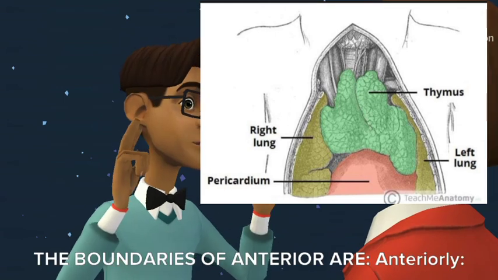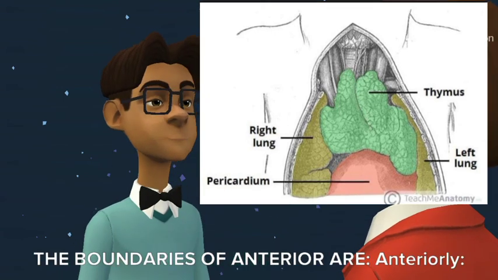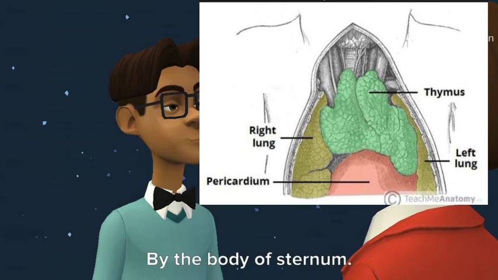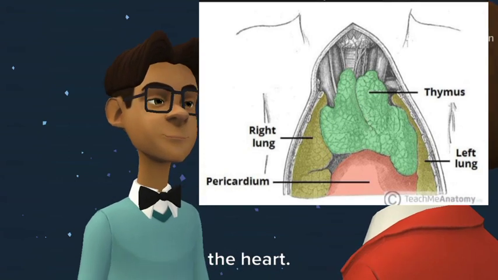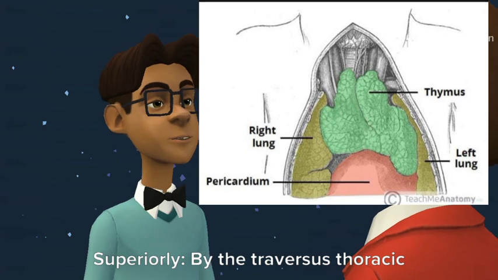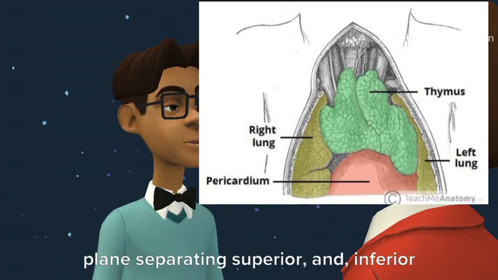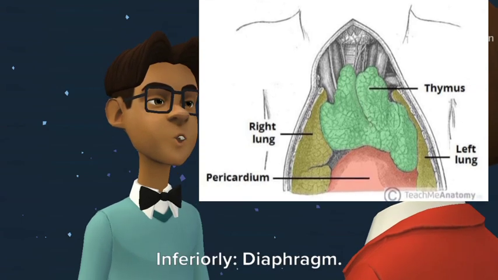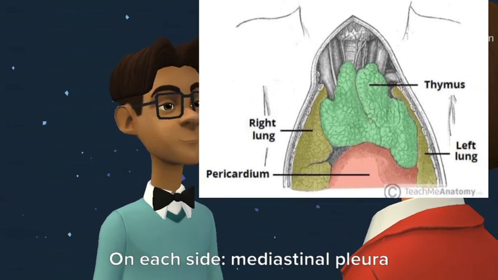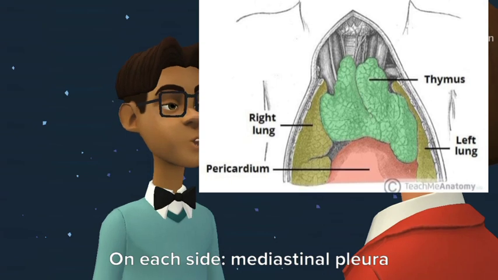The boundaries of anterior are: anteriorly, by the body of sternum. Posteriorly, by the pericardium enclosing the heart. Superiorly, by the transverse thoracic plane separating superior and inferior mediastinum. Inferiorly, diaphragm. On each side, mediastinal pleura.